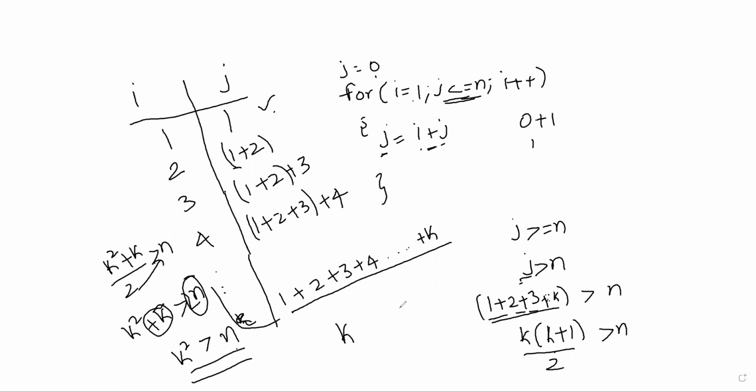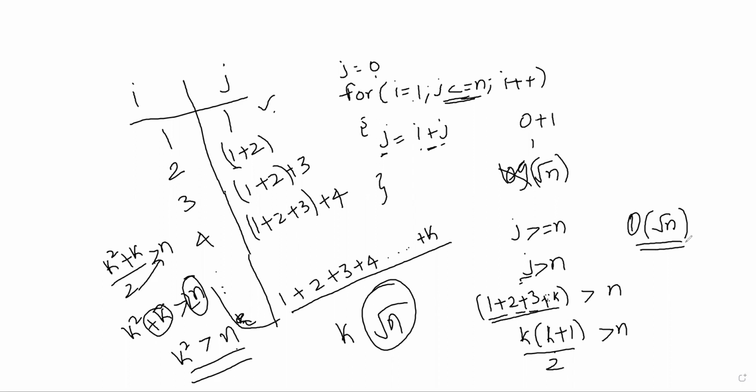So what would be the k? k is root n. So what is the runtime complexity of this algorithm? It is log root n. Clear? Oh, sorry. It's not log. It's just root n, right? O of root n. We don't have any base here. It's not 2 power k or anything. It's just k, and k is less than root n. So this is O of root n. Clear? Aravind, Raj.